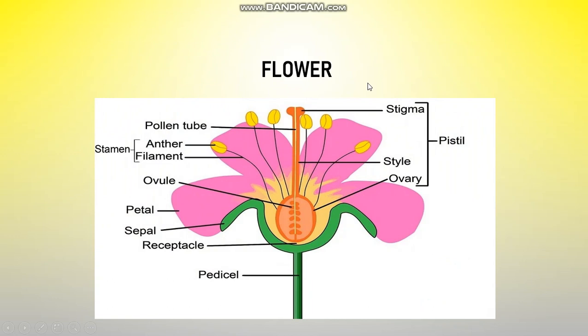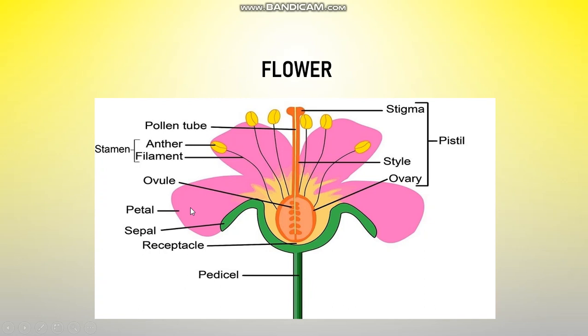It is a modified shoot. A flower is attached to the stem of a plant by means of a stalk that is known as pedicel. The tip of the pedicel expands and it is known as receptacle or thalamus. On thalamus, 4 floral whorls are arranged. The outermost floral whorl is known as calyx and its individual member is known as sepal.